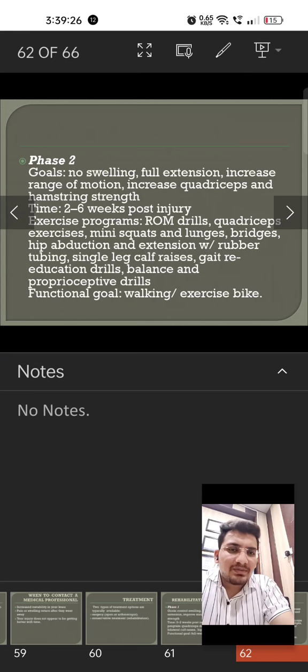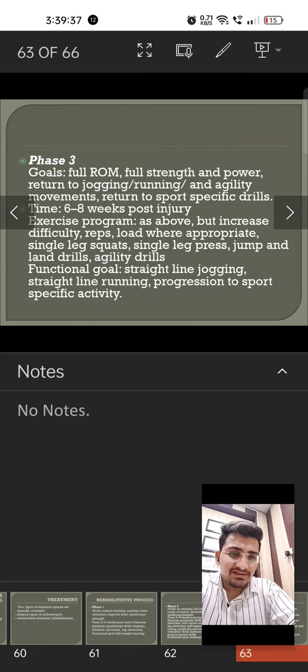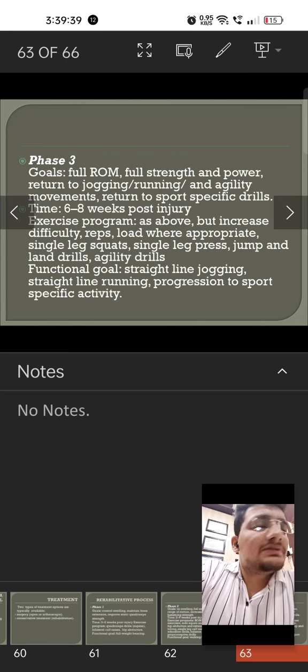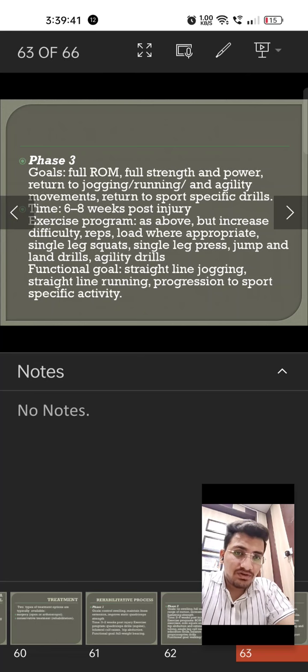Okay, so balance and proprioceptive drills we will teach. Then the functional goal was the walking and exercise bike. Now let's move forward. So in phase 3, full range of motion, full strength and power.